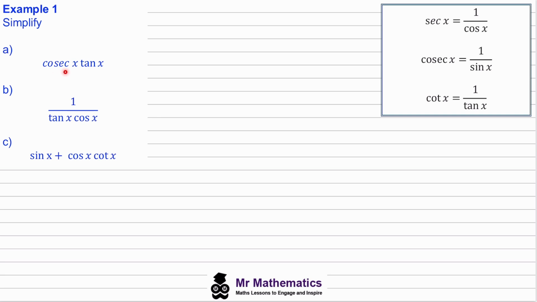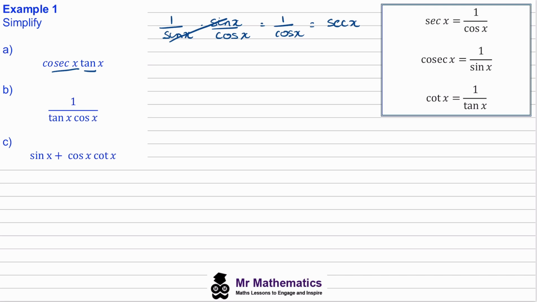So in example 1, we need to simplify cosec x multiplied by the tan of x. And when you simplify expressions like this, the best idea is to write the terms using sine and cos. We know cosec x is 1 over sine x, and tan x is the same as sin x over cos x. So by writing it in this form, you can see we can simplify the sin x. This division will cancel with this multiplication. So what we're left with is 1 over cos x, and this is sec x.